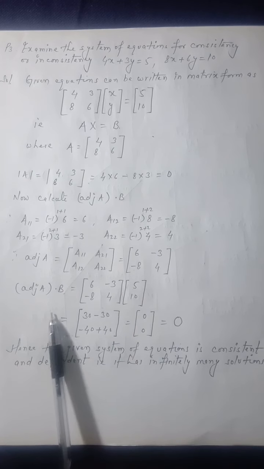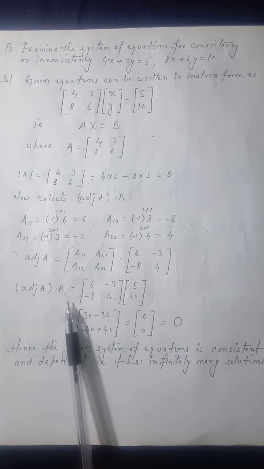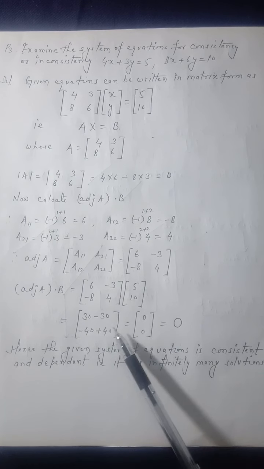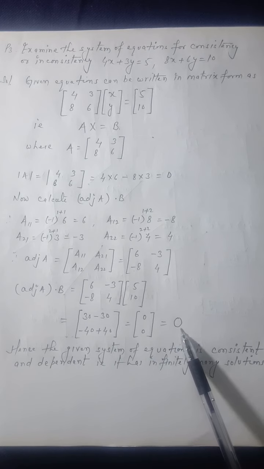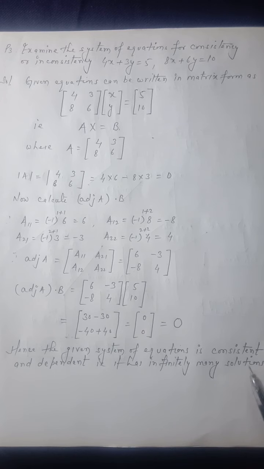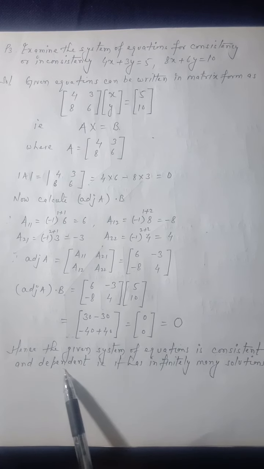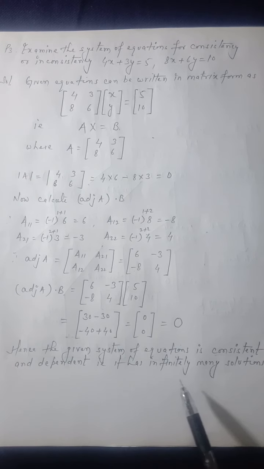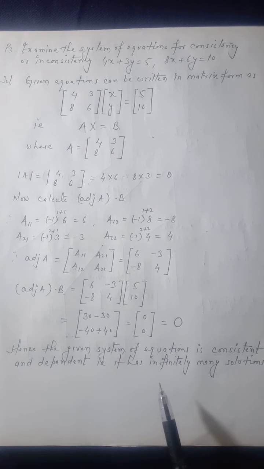Now next step, find out adjoint of A into B. So this adjoint of A into B gives you 0, 0. It is a null matrix. Whereas in previous case ADJ of A into B was not a null matrix, but here it is a null matrix. Then we will say that the given system of equations is consistent, which is consistent and dependent, because here the solutions are infinitely many solutions. Okay, I hope it is clear.